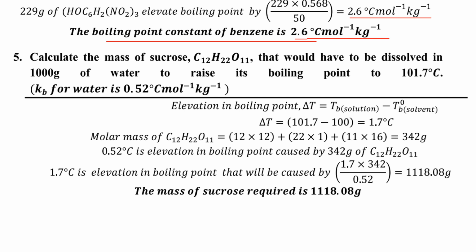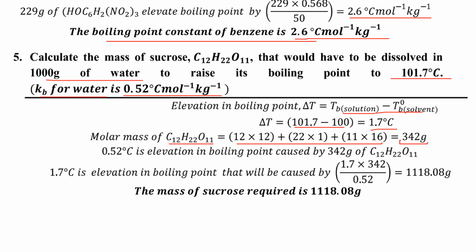Now if you look at number 5: calculate the mass of sucrose that would have to dissolve in 1000 grams of water so that it can raise the boiling point to 101.7 degrees Celsius, provided the Ebullioscopy constant for water is 0.52 degrees Celsius per mole per kilogram. You're seeing that the elevation of boiling point is going to be given by this, which is equal to 101.7 less 100 to get 1.7 degrees Celsius. And the molar mass of sucrose is going to be given by this. You have to show how you are multiplying because it carries a mark. So once you use the calculator, you are going to end up with 342 grams.